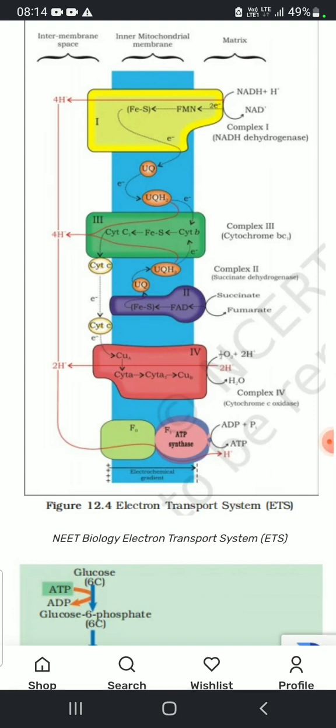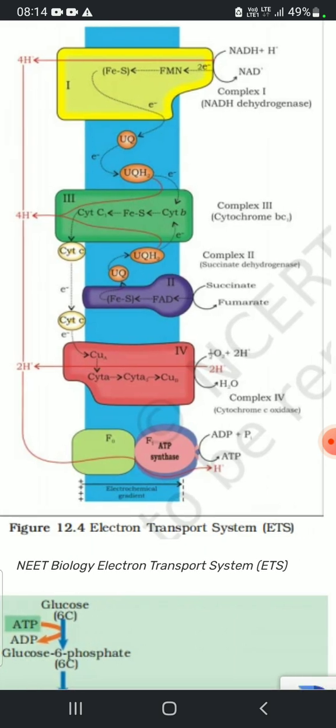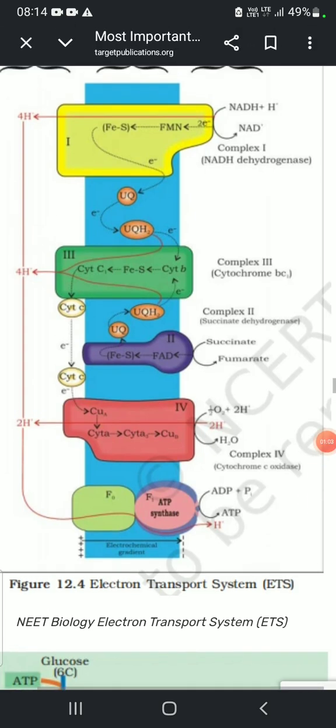Next we have complex 3, which is cytochrome BC1, in which cytochrome B gets converted into FES, then it gets converted into cytochrome C1. Cytochrome C is a small protein which is attached to the outer surface of the inner membrane of mitochondria. And cytochrome C is the mobile carrier between complex 3 and 4.